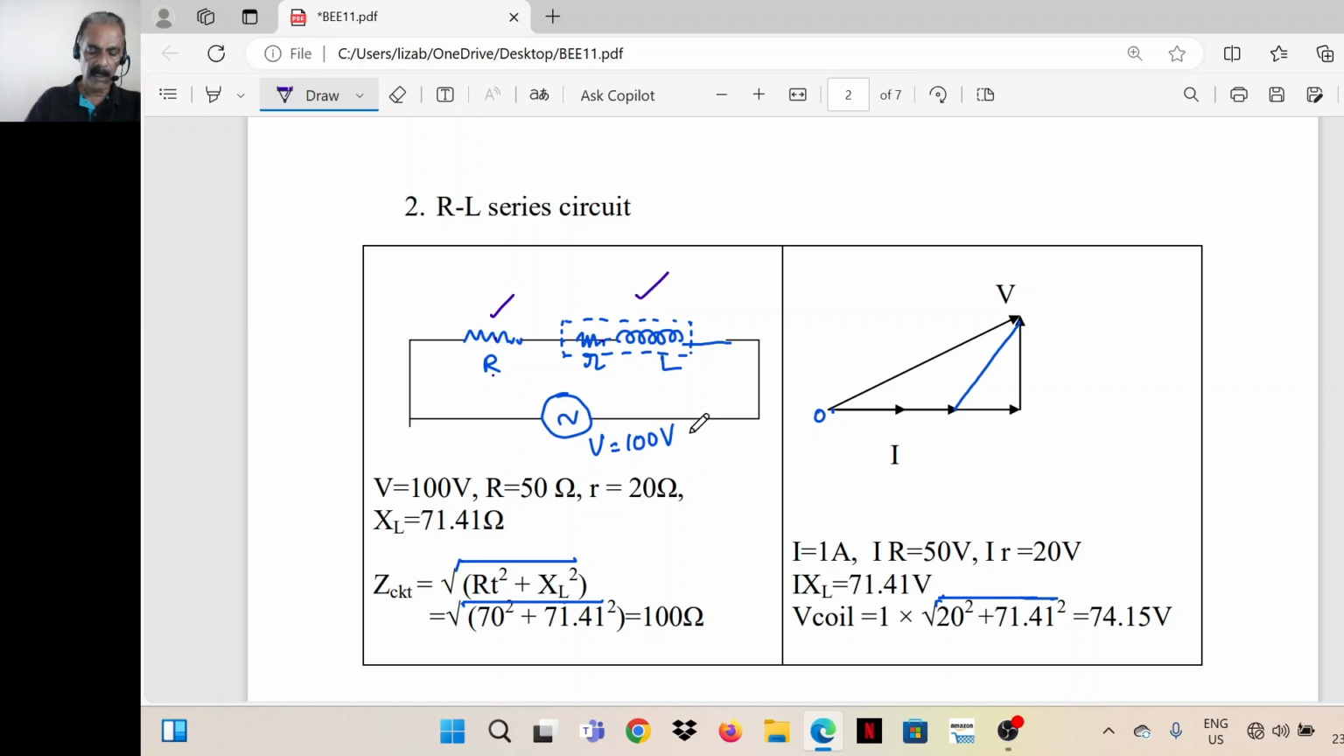The applied voltage is 100 volts. The values are given: R is equal to 50 ohms, small r is equal to 20 ohms, and the inductive reactance is 71.41 ohms.